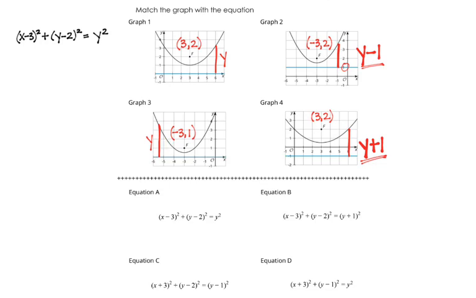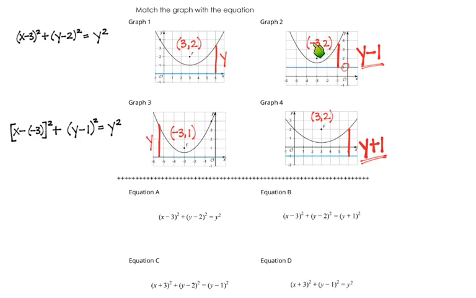Now if we go down to this problem here, we say, oh, our focus is negative 3, 1, so I have x minus negative 3, quantity squared, plus y minus 1, quantity squared, and the height is y, so it equals y squared.